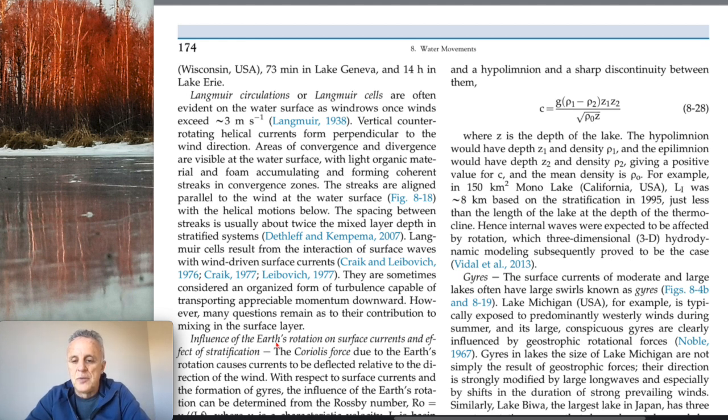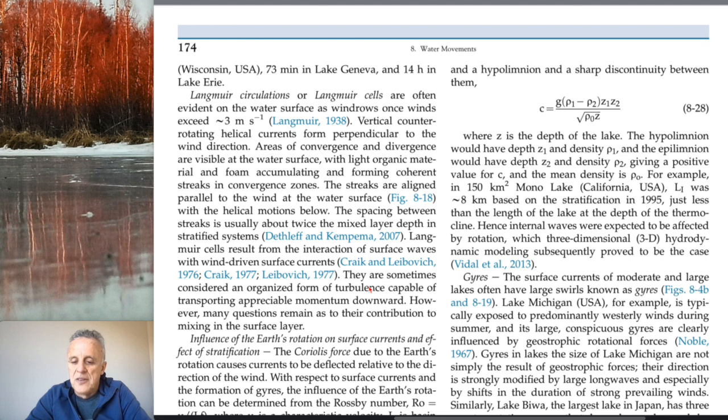So C is equal to the square root of g (rho 1 minus rho 2) Z1 Z2 over rho 0 Z, probably divided by Z, where Z is the depth of the lake, the hypolimnion would have depth Z1 and density rho 1, and the epilimnion would have depth Z2 and density rho 2.